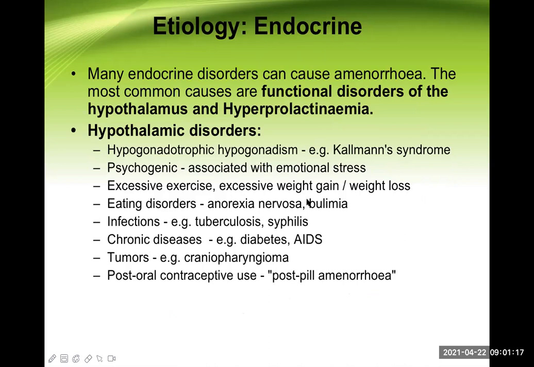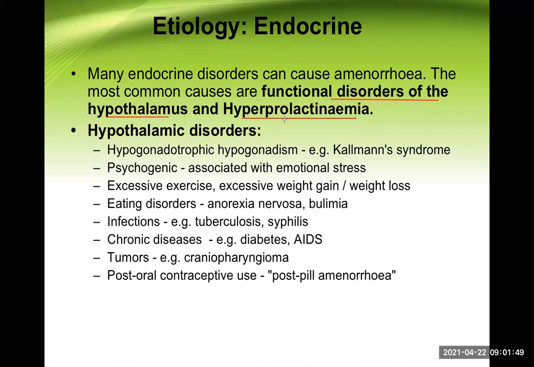Now, what are the endocrine causes of amenorrhea? Now, see there are so many. Many endocrine disorders can cause amenorrhea. The most common causes are functional disorders of the hypothalamus and hyperprolactinemia. See here. Okay, hyperprolactinemia and functional disorders of hypothalamus.